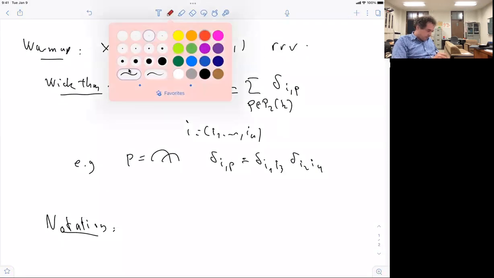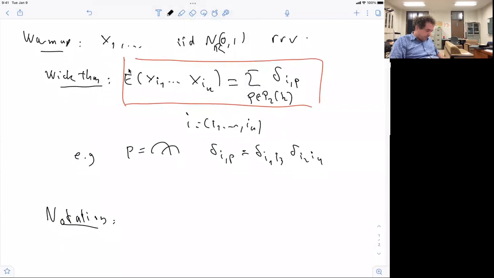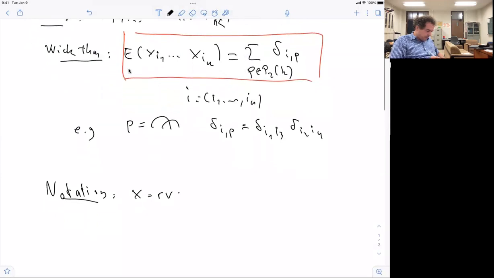I'm going to work a lot with this formula, so let me circle it. The notation is this: if x is a random variable, then I'm going to call x brackets the centered version of x. So it's x minus the expectation of x.